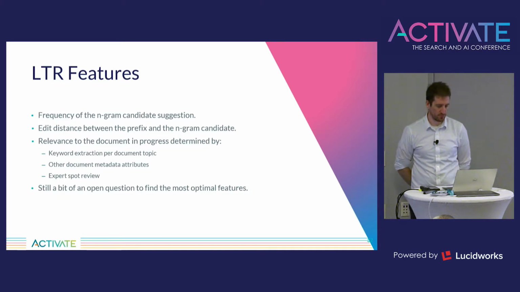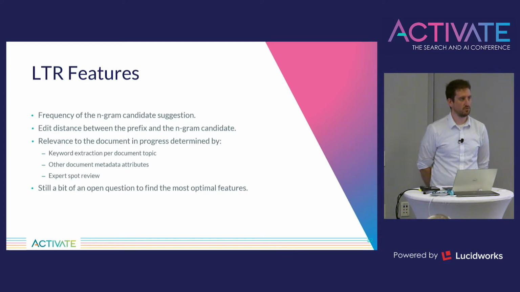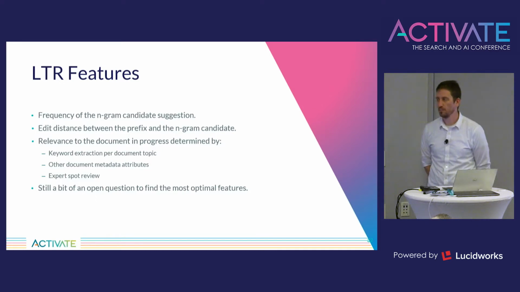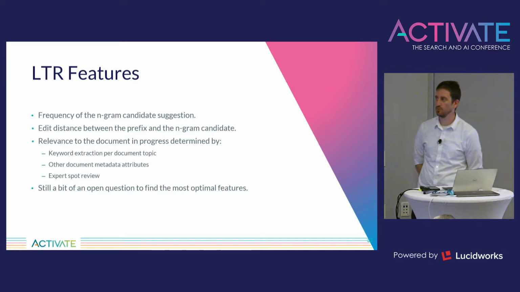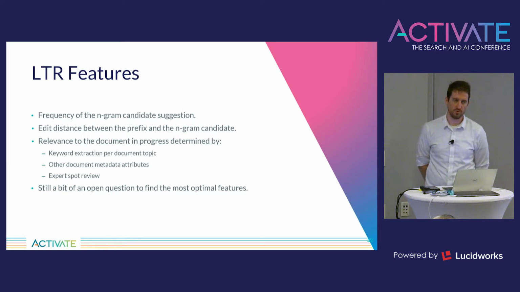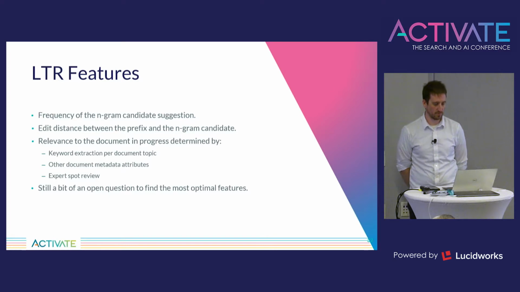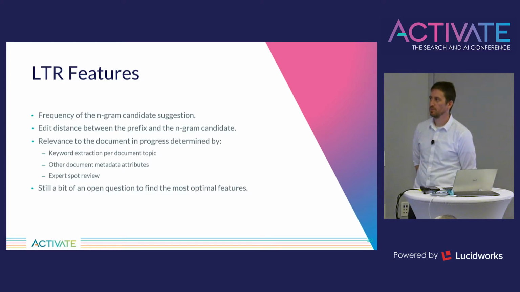So learning to rank features that we have here. The frequency of the n-gram candidate suggestion. Of course, the ones that appear more often is definitely an indicator that might be useful. The edit distance between the prefix and the n-gram candidate. So phrases and words that are more similar to others is important as well.